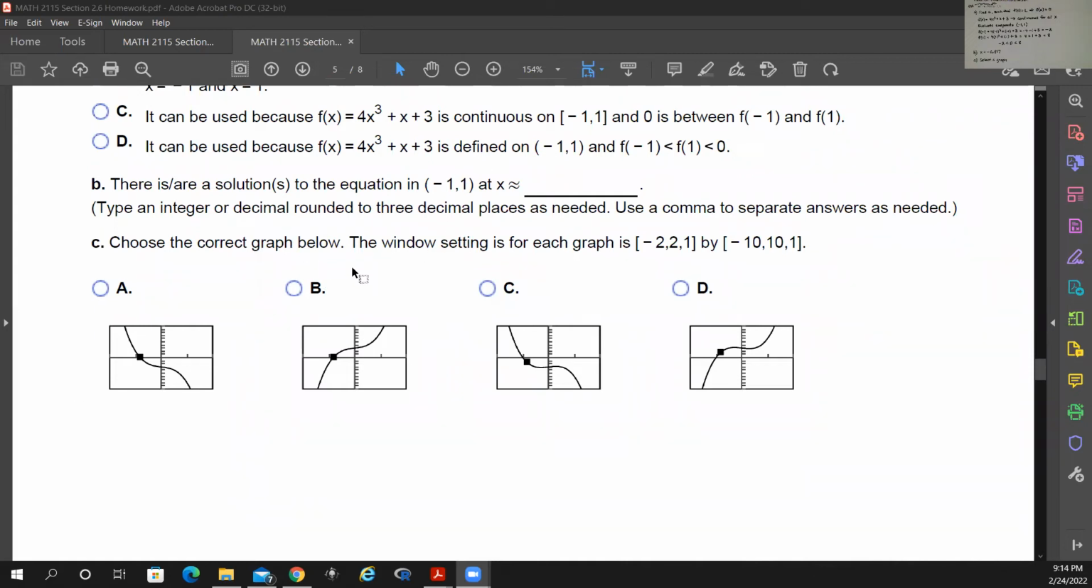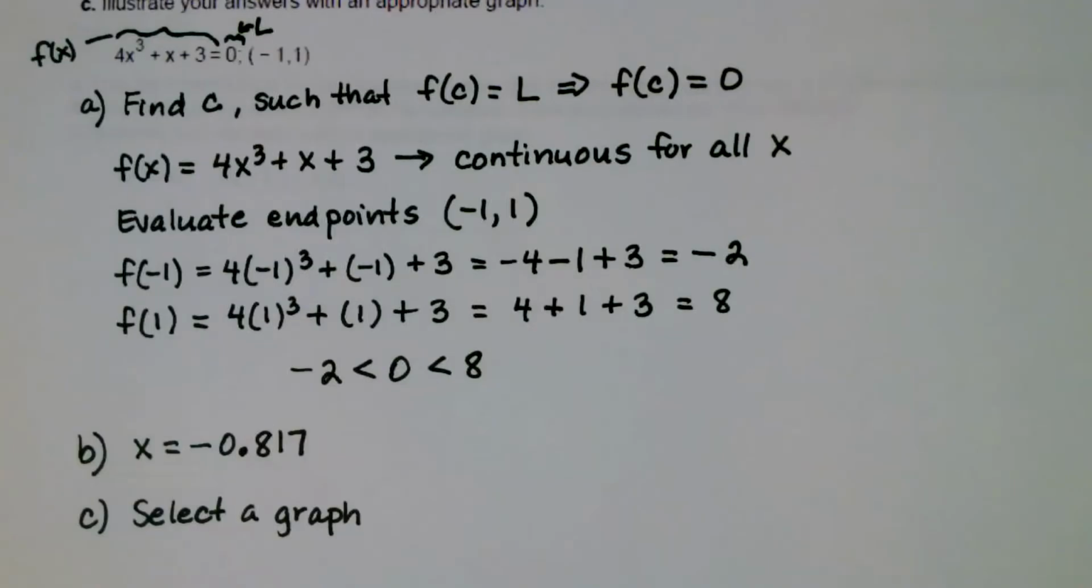So that would be answer choice C. Okay. So keep in mind in the homework, you'll just have to pick which one best fits the one that you got on your graphing calculator. And you might have to change the windows if necessary.